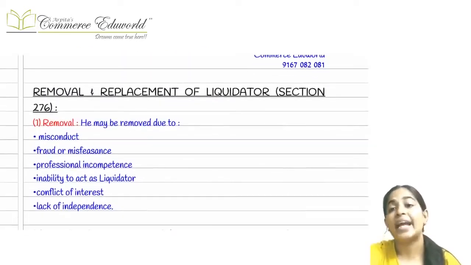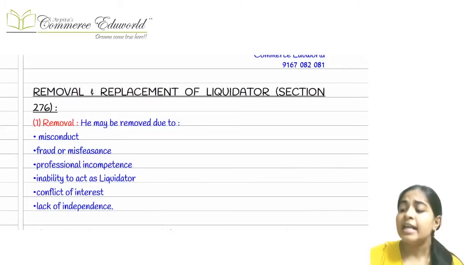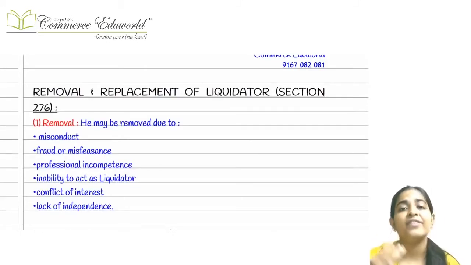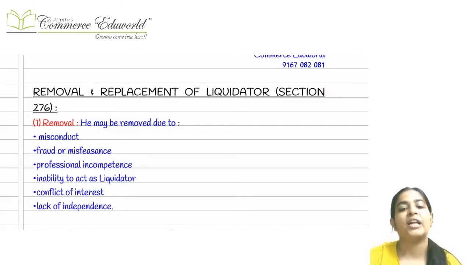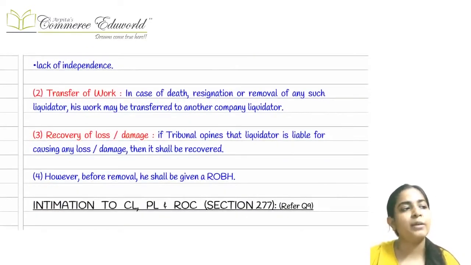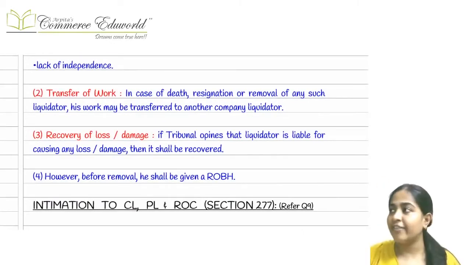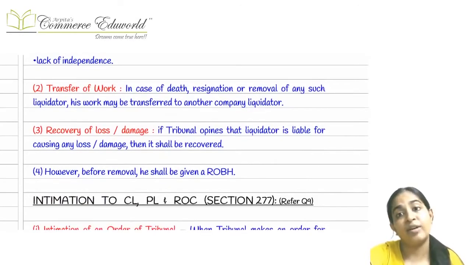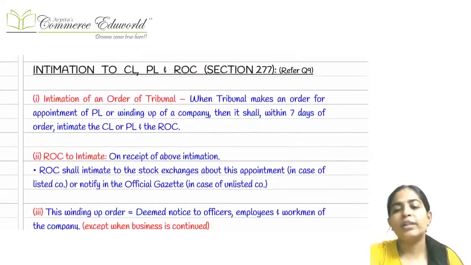Right, then this liquidator can be removed also. Suppose he is not independent, suppose he was indulged in any misconduct, if he was convicted of any fraud, if he is not capable of acting as a liquidator of this particular company, if there is any lack of independence or any conflict of interest, then this particular liquidator can be removed. And if he is removed, then his work will be transferred to some other liquidator who is going to continue with the work. And if our company has suffered any losses because of this particular liquidator, then this liquidator will have to reimburse those losses. Right? So all these things happen here.